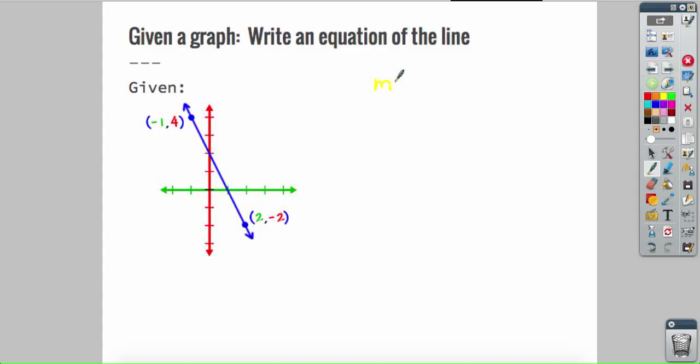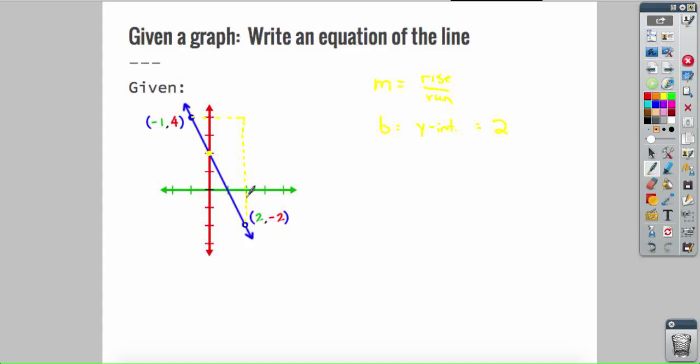So we're looking for our m value, our rise over run, and we're looking for our b value, which is our y-intercept, or where it crosses the y-axis. So the first thing I notice is my y-intercept right here. That crosses at a value of 2.